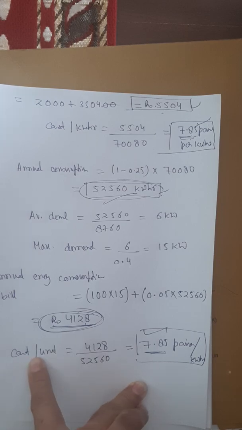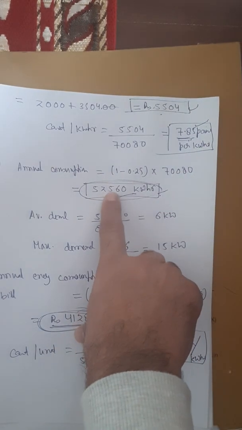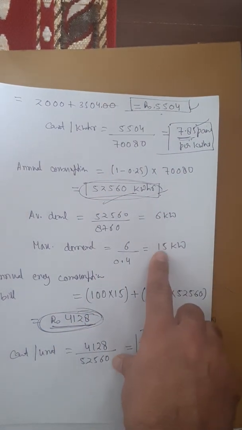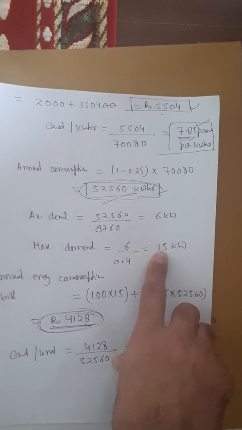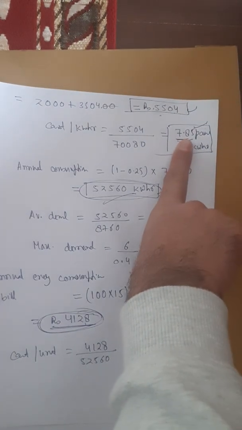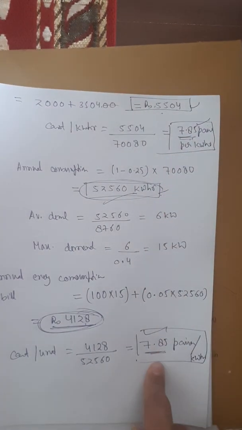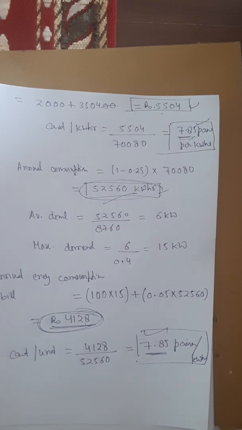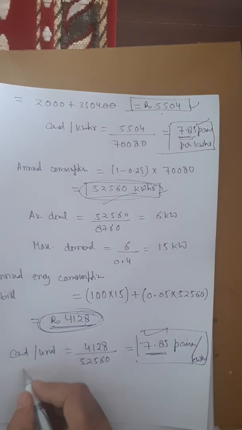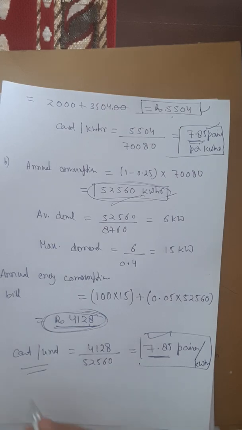Though the energy consumption and maximum demand are reduced, energy consumption here is reduced, the maximum demand here is reduced, this cost per kilowatt hour remains the same. So what you will do, you will solve the same problem, but in the third part the load factor is constant.